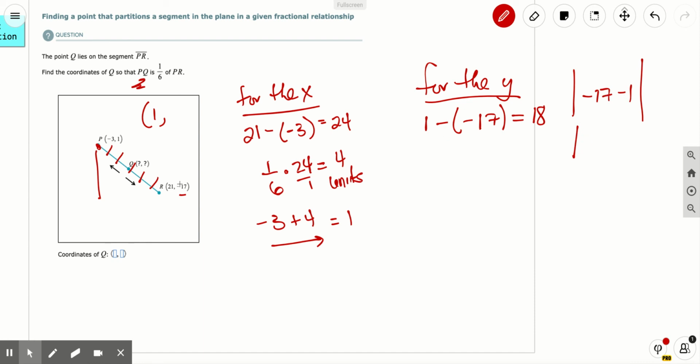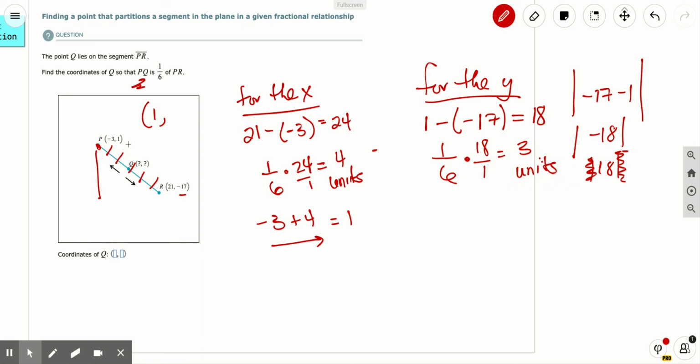So if I had started with -17, I would put -17 minus 1, which is -18. The absolute value of -18 is 18. But here, if you start with the most positive number, you always end up getting the positive number, okay? So the distance is 18. All right, so that means we need to take 1/6 of that distance. What is 1/6 of 18 over 1? It's 18 over 6, or 3. So that means 3 units.